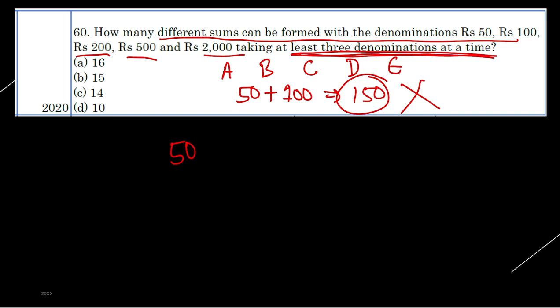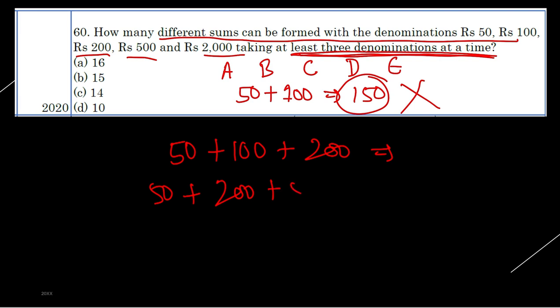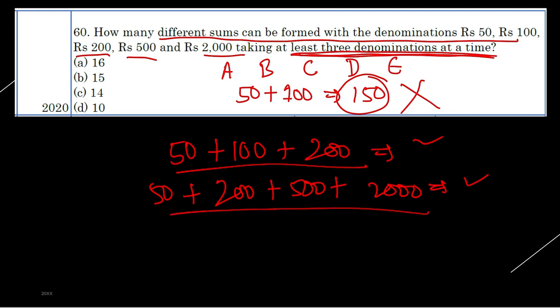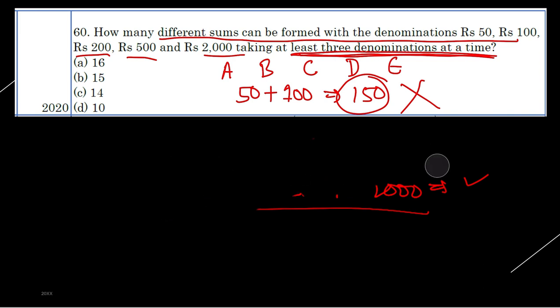I could pick like 50 plus 100 plus 200. This is right. 50 plus 200 plus 500 plus 2000 is also right. I need at least 3, not less than 3. So they have said you have to pick at least 3 denominations. So let's see. First thing, out of 5, I have to choose 3.